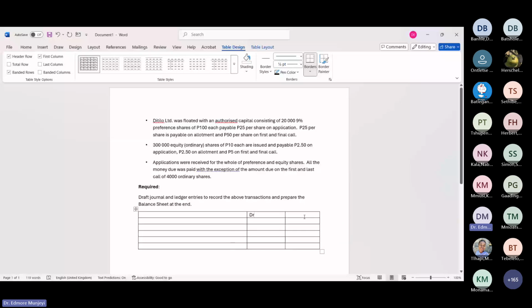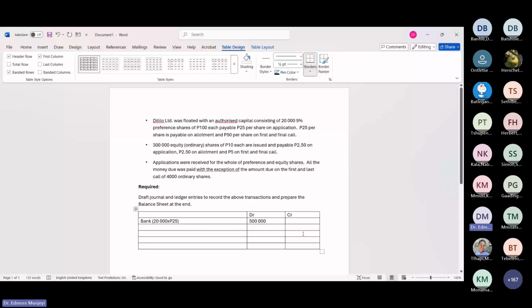So the first part, we are told that he floated a company with an authorized capital consisting of 20,000, 9%, 100 pula preference shares each, payable 25 per share on application. So simply we are going to debit bank: 20,000 times 25 pula. What is 20,000 times 25 pula, please? 500,000. So here we put our 500,000, then the credit side is also 500,000.